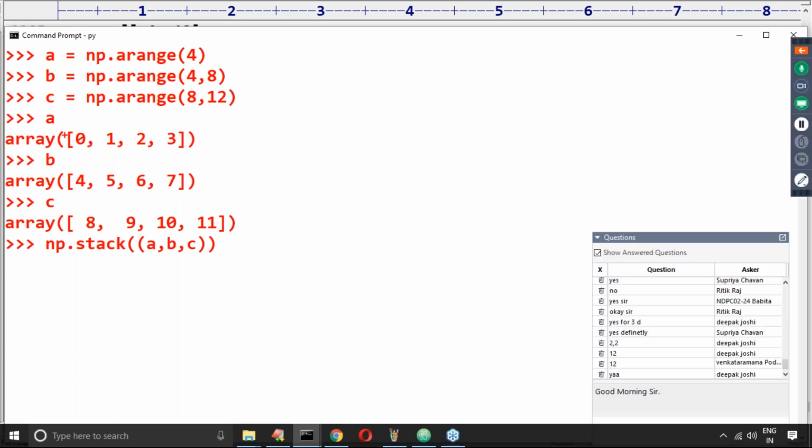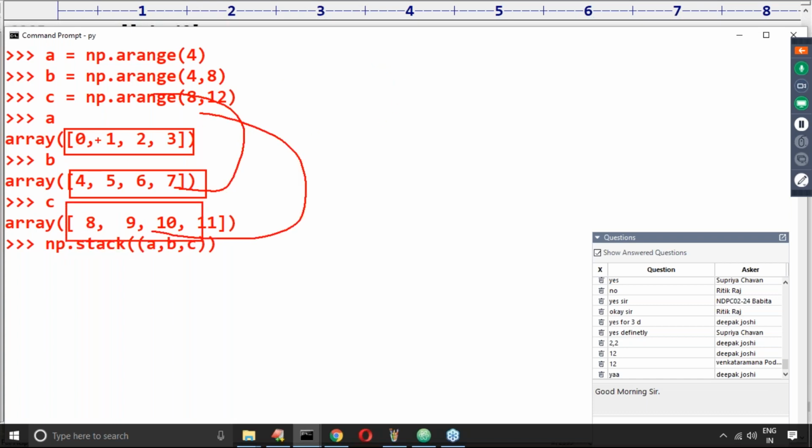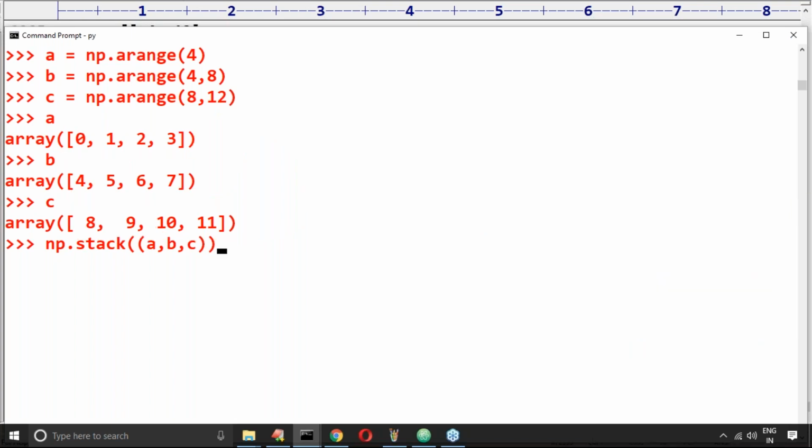Row wise, sir, it will become the first row, next the second row, then the third row. So first row, second row, third row are the same. This is the 2D array we are going to get, because we are stacking row wise. Can you please confirm? Is it correct?